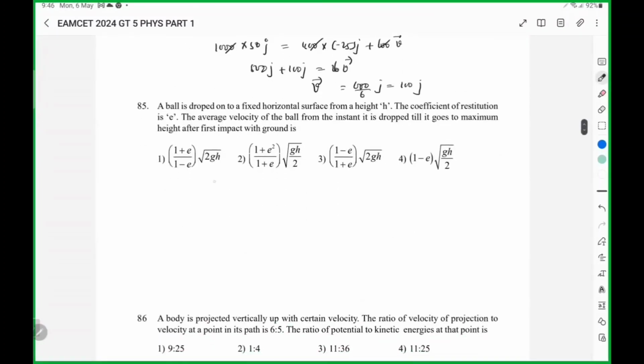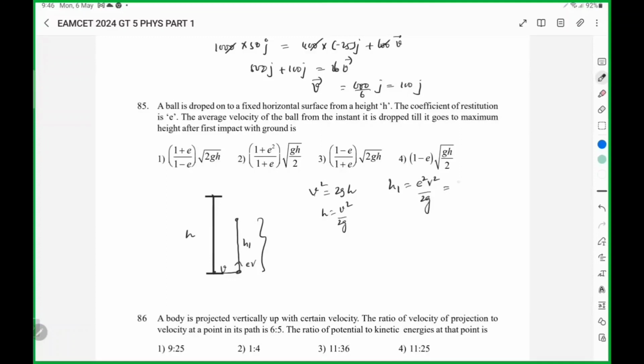So here a ball is dropped from a height H. The coefficient of restitution is e. The average velocity of the ball from the instant it is dropped till it goes to its maximum height. After the first hit, it rises to a height h1. At this point, velocity is v. So v square here is 2gh. After impact, it rises with velocity ev. The maximum height will be v square by 2g, so h1 here is e square h.